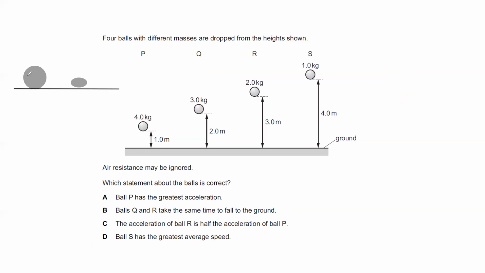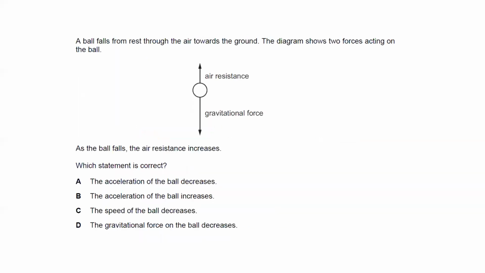Q is 3 kilogram, whereas R is 2 kilogram. So if we drop two objects from the same height, they will hit the ground at the same time. But Q is dropped from a height of 2 meters, whereas R is dropped from a height of 3 meters. So Q will fall first and then R will follow. Because they're not dropped from the same height, that's why it cannot be B. Is it clear? If we drop all of them from the same height, they will hit the ground at the same time.